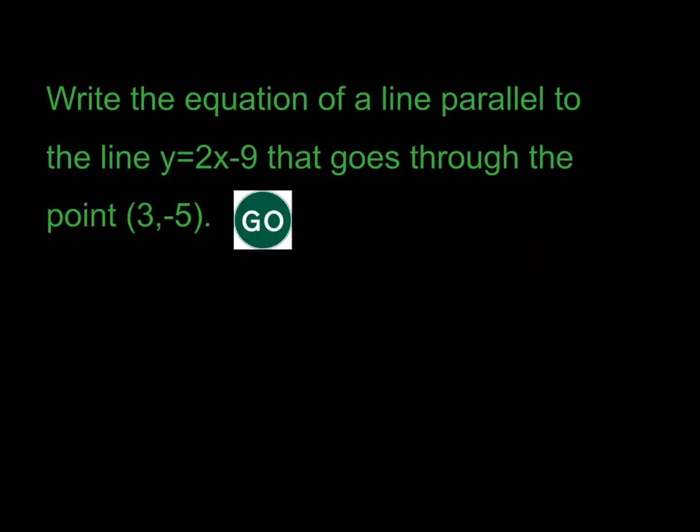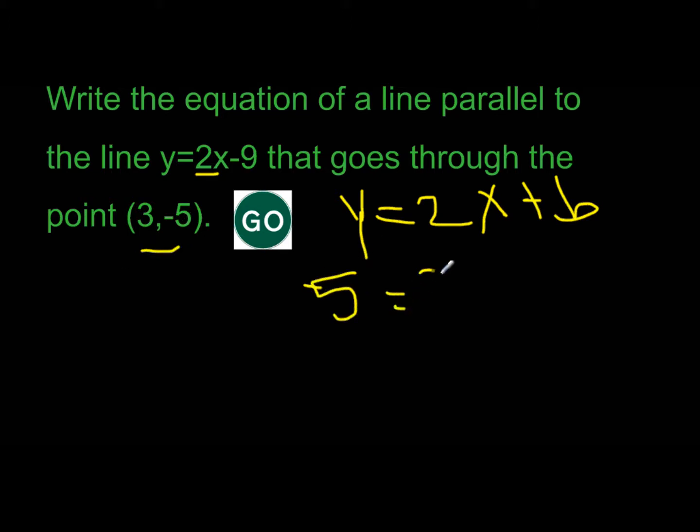Let's take a look at one that's parallel. If we need to write the equation of a line parallel to the line y equals 2x minus 9 that goes through the point (3, negative 5), it's a go, go, because the slope is going to be exactly the same. So I can just jump right to that. I know it's going to be y equals 2x plus b, and I've got to figure out my b by filling in my point. So my y value, negative 5, equals 2 times 3 plus b.